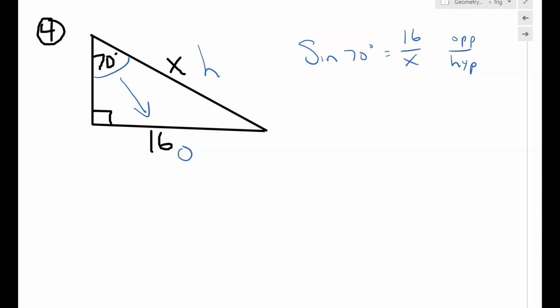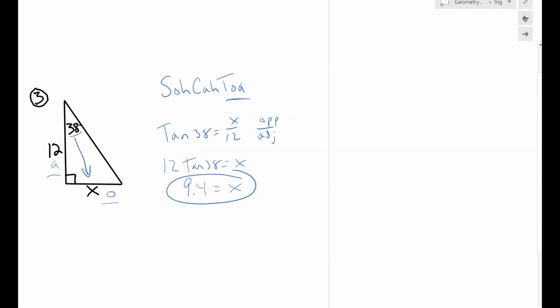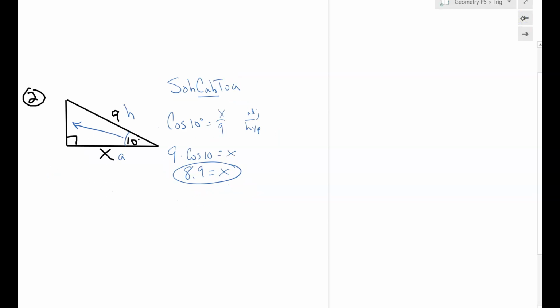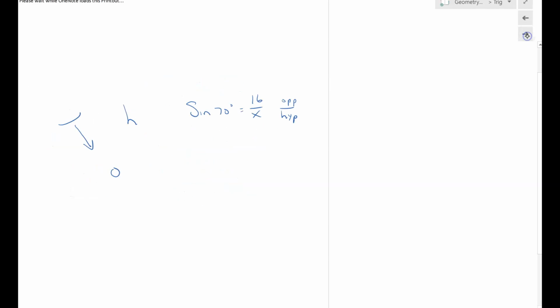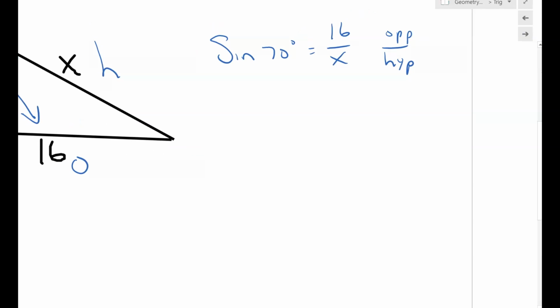According to the notes on the first page, if the x is on the bottom, we're going to divide. I didn't really say it much here, but if we go back, I always put the number I'm multiplying first, the 12 first, then 9, 15. I wanted you to get in the habit of that, because when we get to this one, we're going to take the number and divide by the trig. So it's always about the number first.